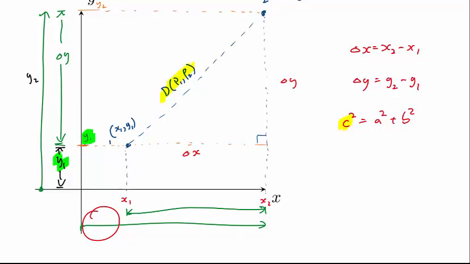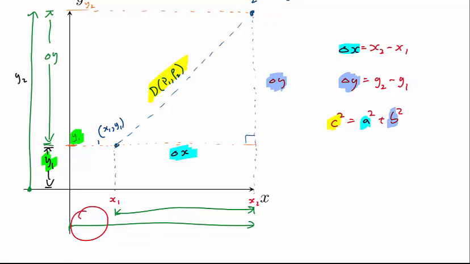Well, c is this guy right here, right? What is a? Well, a is delta x. That's that guy right there. What is b? Well, b is delta y. This guy right here. So the Pythagorean theorem. Let's go ahead and we can substitute everything in.